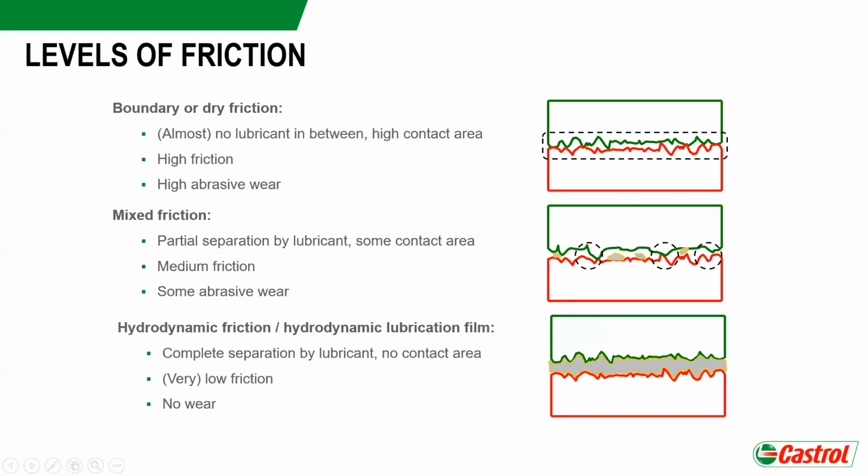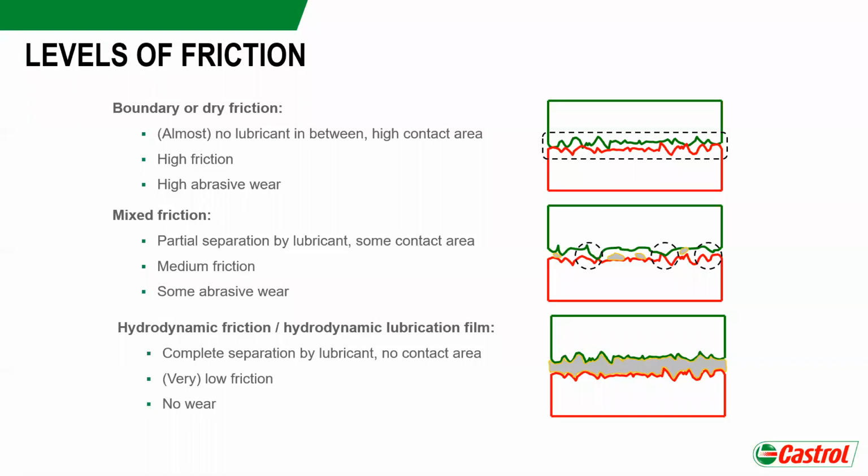At first, having two moving parts to each other, the red one and the green one we see on the right side, in the boundary friction area, we more or less have no lubricant between these moving parts. This results in a high contact area when moving the parts, and also in high friction and massive abrasive wear.